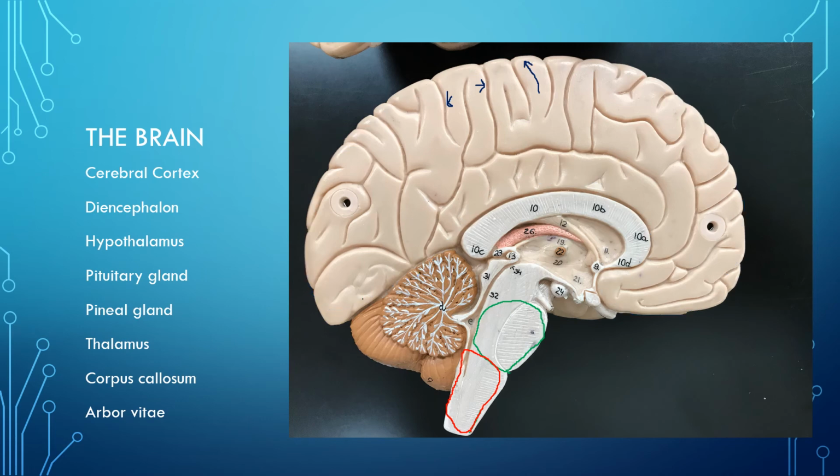Now let's look at a few other structures. I'm going to get rid of these lines here. They're kind of distracting. The first structure that you need to know is the diencephalon. The diencephalon is deep within the cerebrum, and I'm going to highlight it in red here.